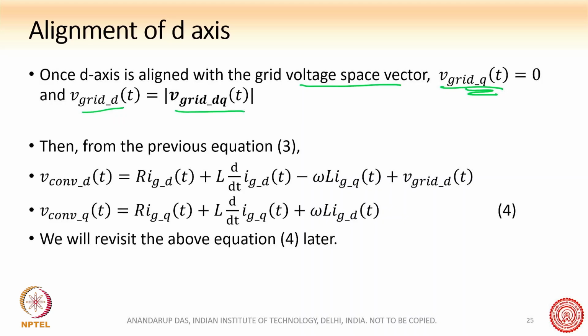If you put this into the equation back, what we will see is V con D is something like this: R IGD plus L d by dt of IGD minus omega L IGQ plus V grid D. And V grid Q, which was present here, has become equal to 0. We'll come to this and see what is going to happen.